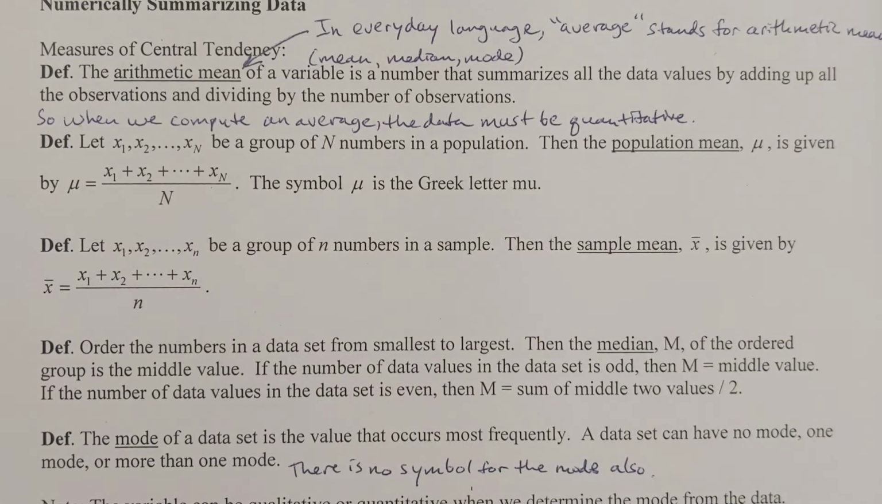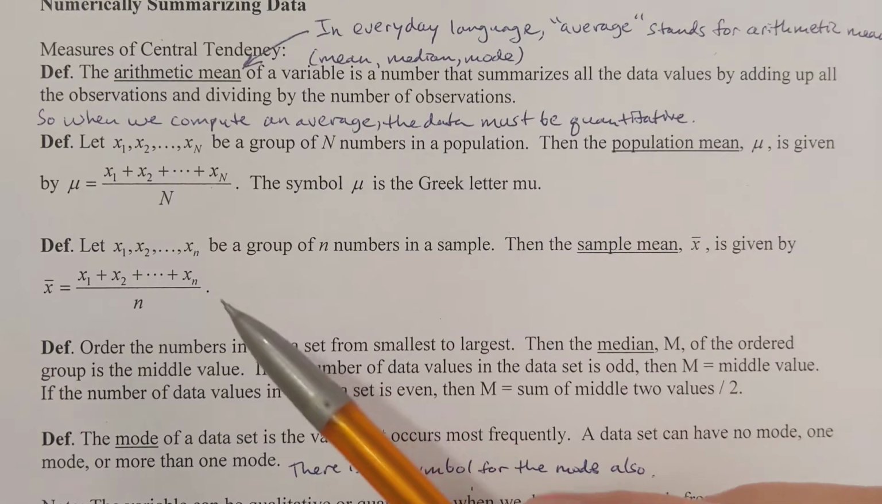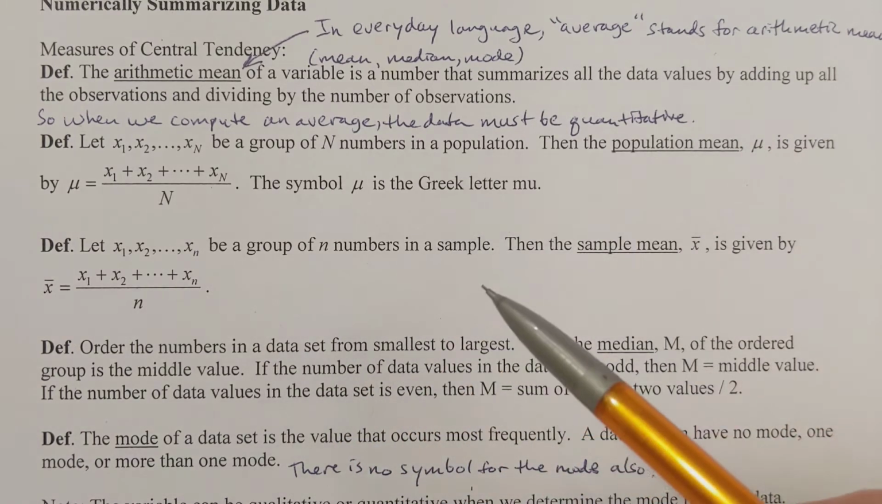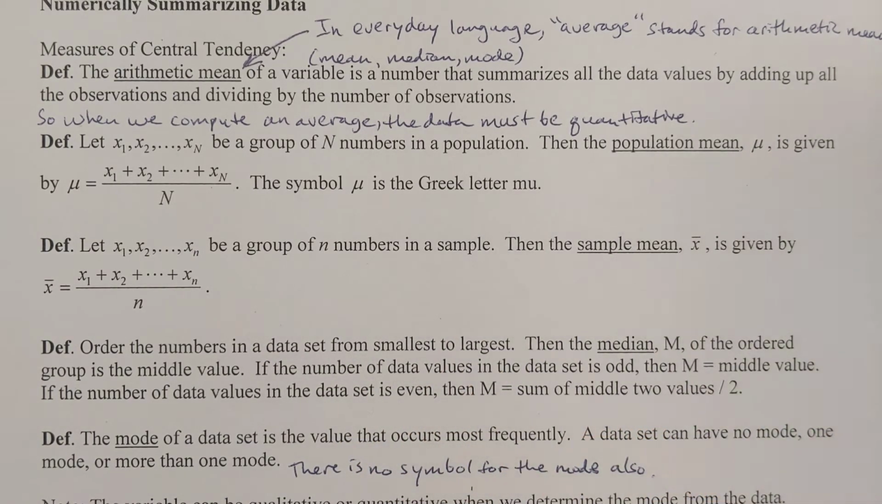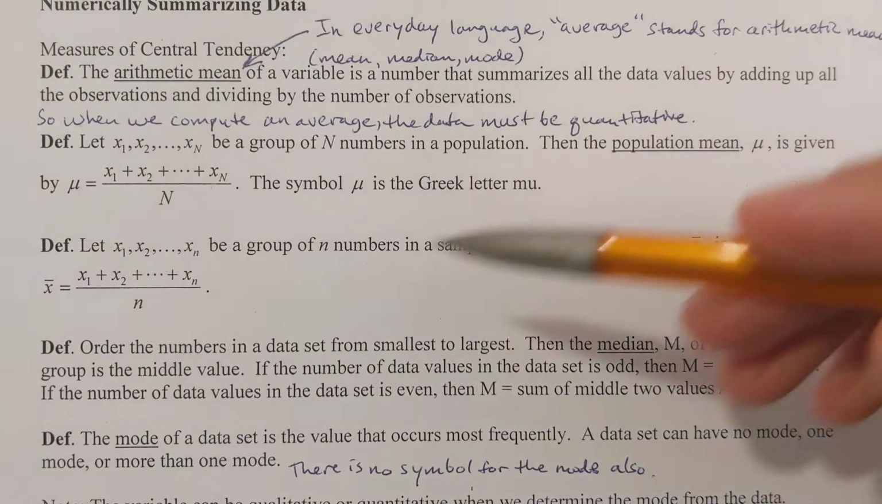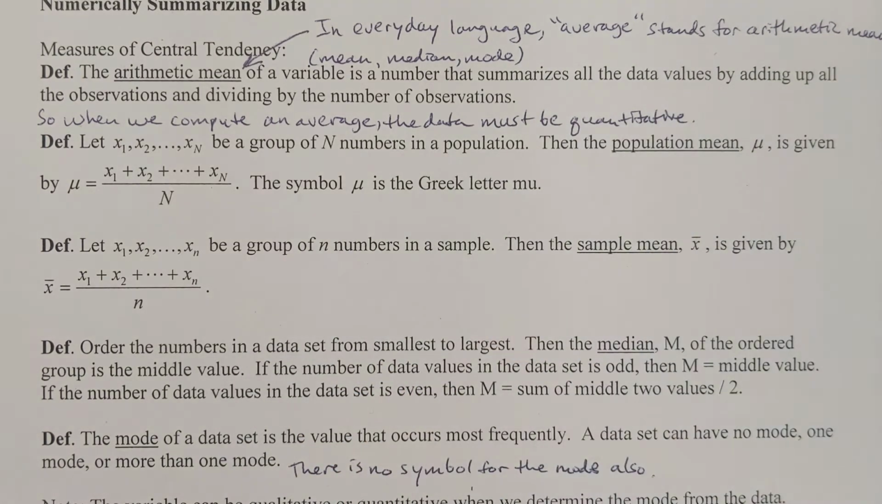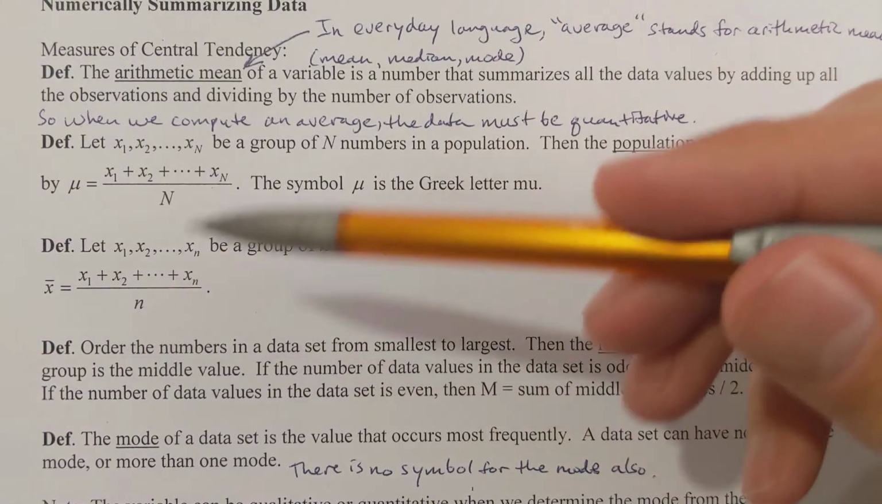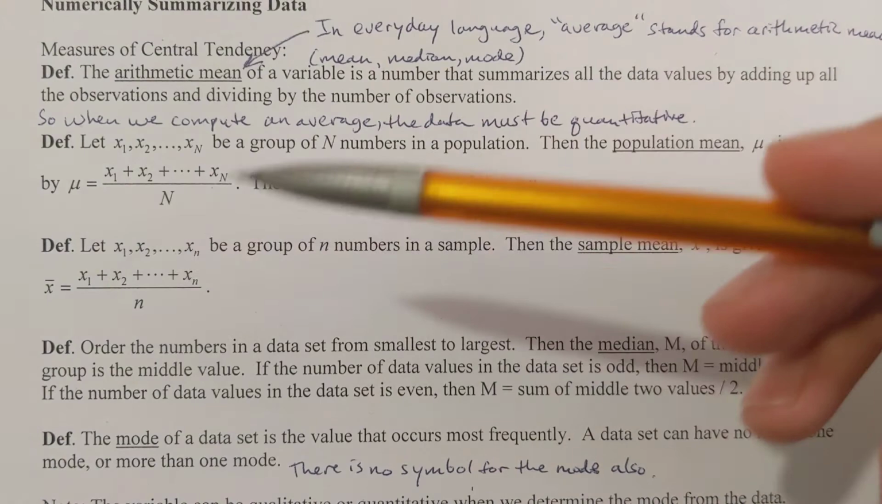Another definition: let x1, x2, x3, all the way up to x sub little n be a group of little n numbers in a sample. Okay, then the sample mean, represented by x bar, is given by x bar equals x sub 1 plus x sub 2 plus x sub 3 plus all the way up to x sub little n, divided by little n. Okay, now when we compute a mean, these two formulas are pretty much the same.